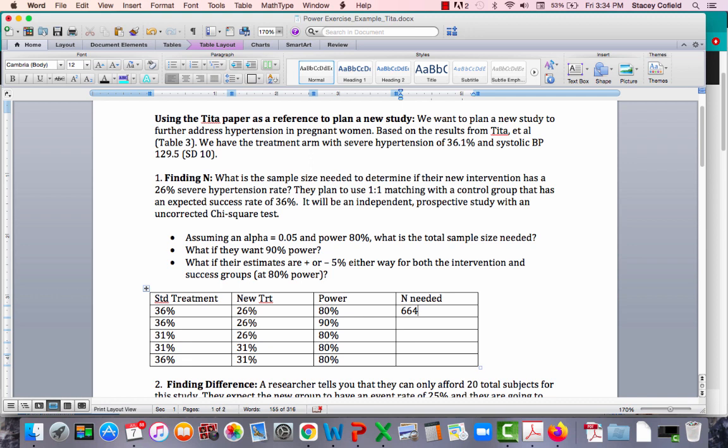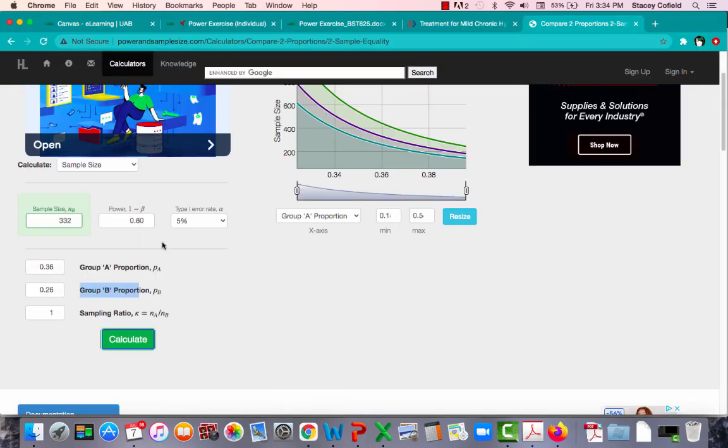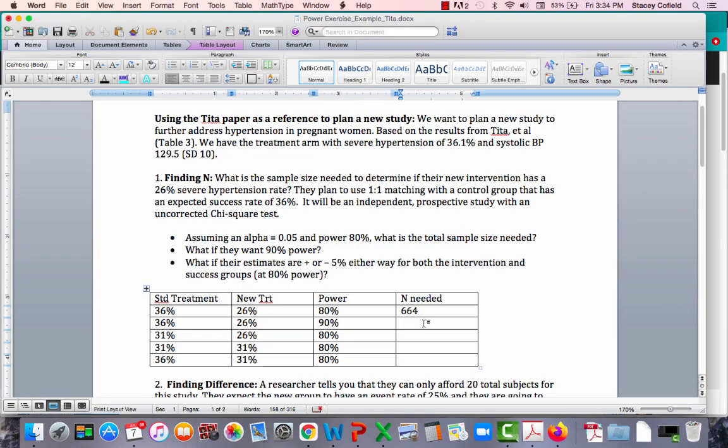Now, if we want to increase our power to 90%, we're going to go about this a little bit differently. So now let's say we want to increase our power to 90%, change your power to 90%, and recalculate. Now you can see we need 444 people per group, which makes it 888.